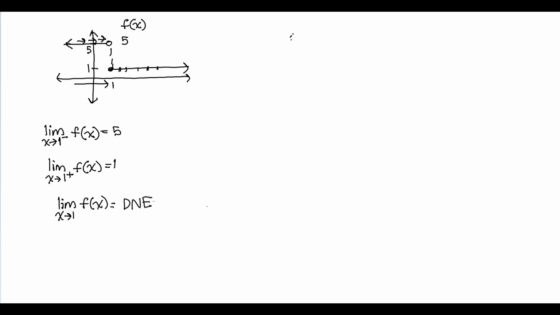So this is one instance. It does not exist because from the right and from the left it approaches different values. So when you have a jump like that, the limit's not going to exist. Okay, so the same applies to a function like this. Whenever there's a jump at a certain value, you know the limit's not going to exist at that value. So there's another case that the limit does not exist at a value.